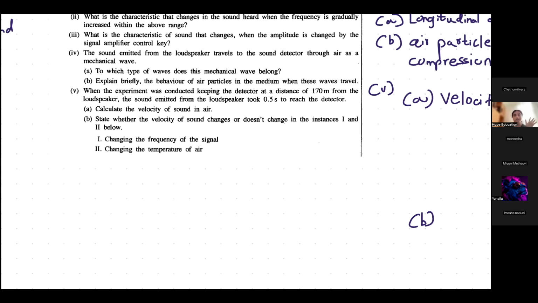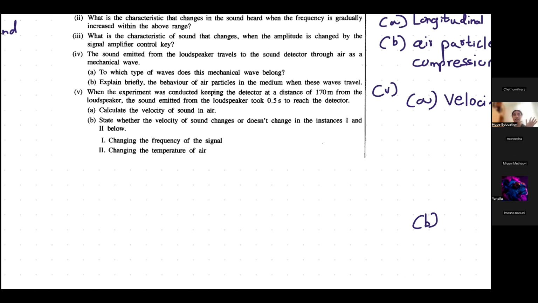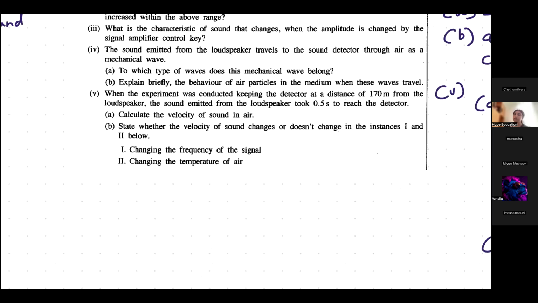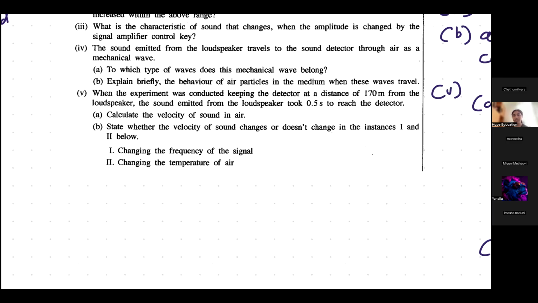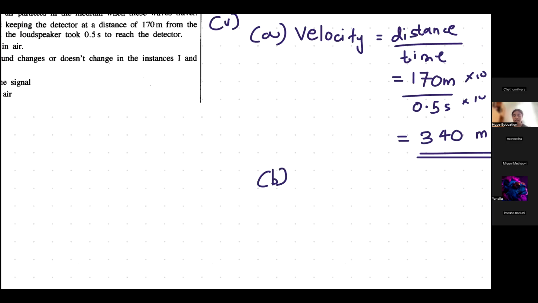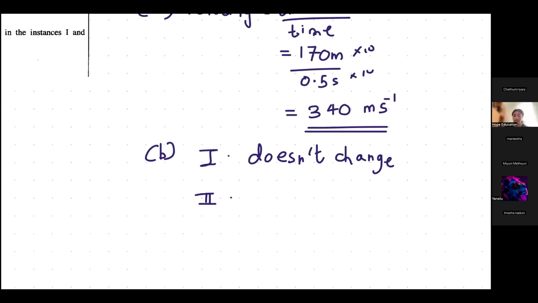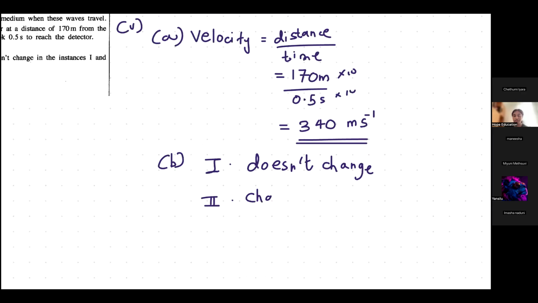Frequency is constant. Velocity does not change depending on the frequency. If you change the frequency, the velocity does not change. But temperature affects velocity. Frequency doesn't affect it, but temperature does. That's very important. The velocity doesn't change with frequency, but it can change with temperature.